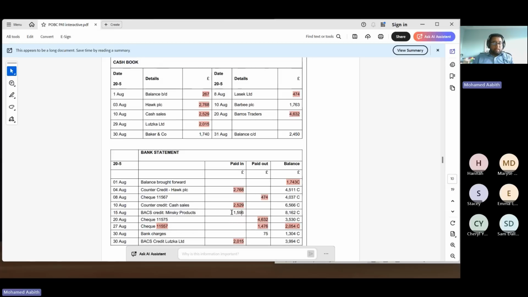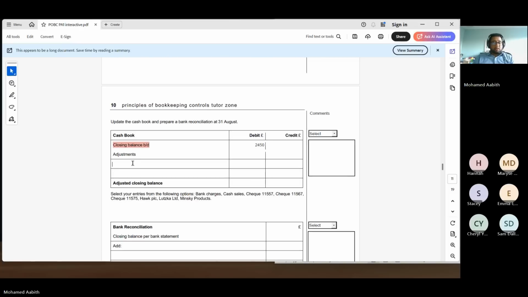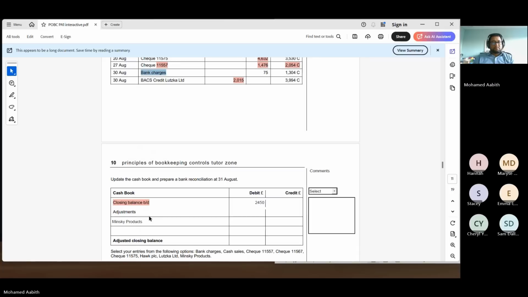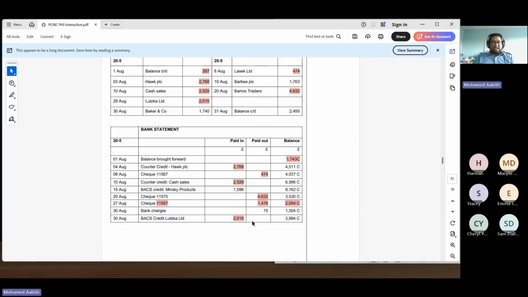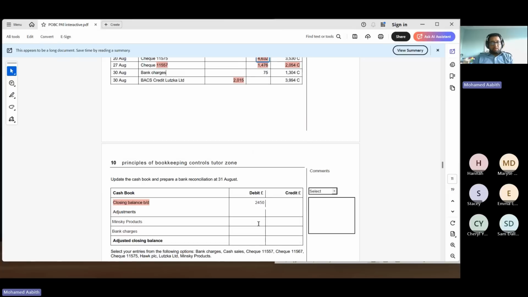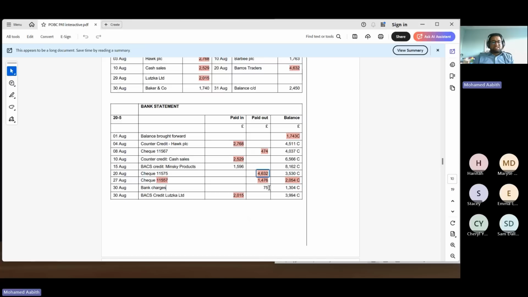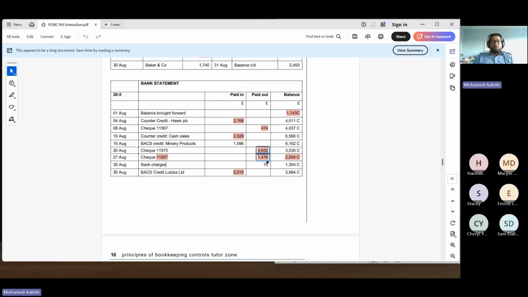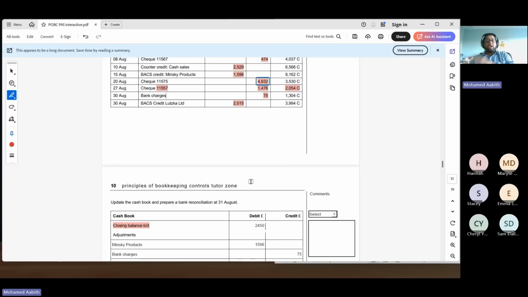So these two here, one of them is for Minsky products. So I'm going to say here, Minsky products. And then the next one, it's going to be the bank charges. Minsky products is a debit entry because it's paid into the bank account, 1596. And then the bank charges are 75 pounds. So I'm going to type here 75 pounds, and then we're going to pick these two as they reconcile. That means all the transactions on my bank statement are now in my cash book.